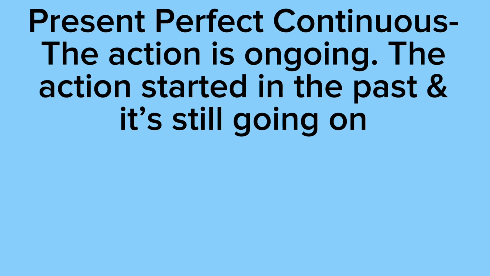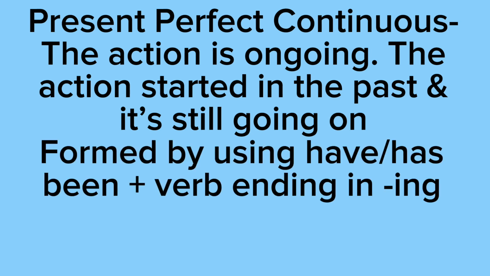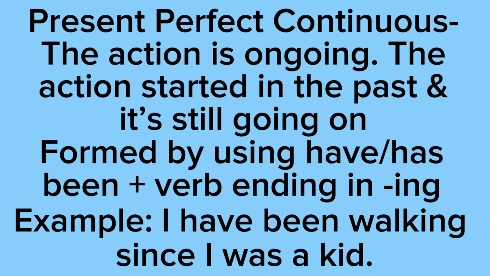Next, we have present perfect continuous, which means the action is ongoing. The action started in the past and it's still going on. This is formed by using have or has been, depending on the subject, plus the verb ending in ing. So our example says, I have been walking since I was a kid.